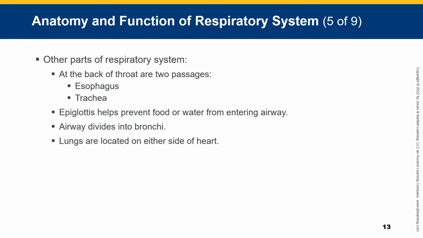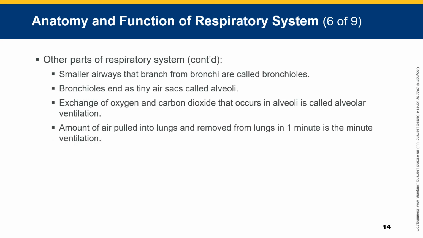The lungs are located on either side of the heart and are protected by the sternum, or the chest plate, at the front of the body and by the rib cage at the sides and the back. Smaller airways that branch from the bronchi are called the bronchioles. The bronchioles end as tiny air sacs called alveoli. The actual exchange of gases, of oxygen and carbon dioxide, takes place across a thin membrane that separates capillaries of the circulatory system from the alveoli of the lungs.